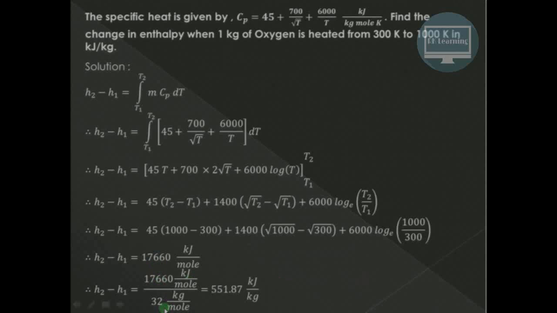So we'll have to divide this particular value by the molecular weight of the oxygen. And we know that the molecular weight of oxygen is 32 kg per mole. So this mole will get cancelled out and you'll get a proper unit, that is kilojoule per kg. So in this way we can find out this particular enthalpy, that is 551.87 kilojoule per kg.